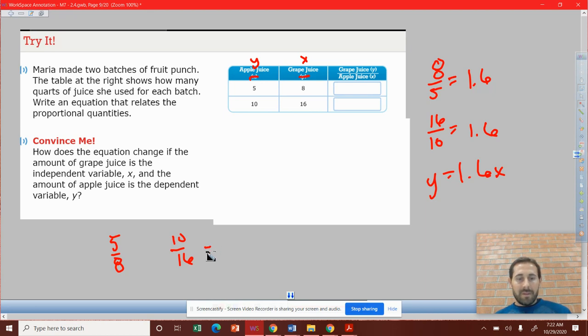I don't have it completely memorized, but I think that gives us 0.625. So if that's the case, then we just get a new equation, y equals 0.625x, where x represents the grape juice. So if we put in a grape juice of 16 or of 20, we plug it in there, we multiply, and we end up getting 62.5% of that grape juice. We end up getting that as the apple juice quantity.